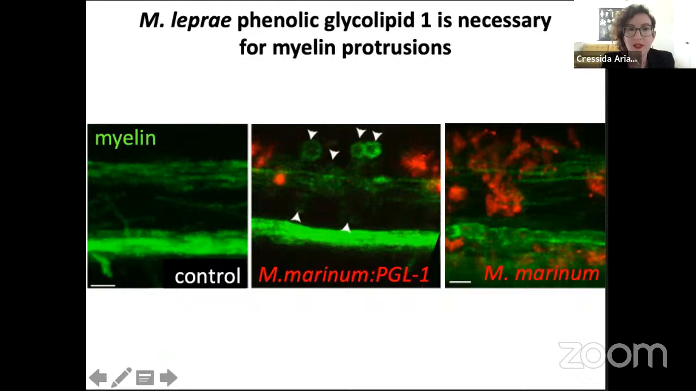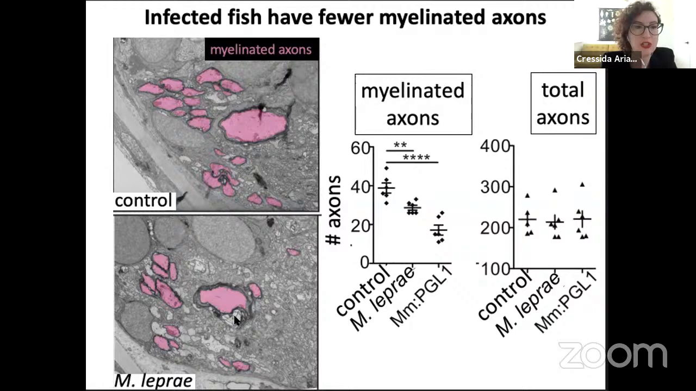So what we saw, I'm showing you an example here in these two images. I've highlighted the myelinated axons in pink. So you can see that there's fewer of them in this animal that was infected with M. leprae compared to an animal that was injected at the same site with PBS or saline. So here's a number of axons, control animal, here's animal infected with M. leprae, and here's an animal infected with marinum PGL1. So we see the same phenotype, maybe even a more extreme one in the PGL1 expressing recombinant animal.